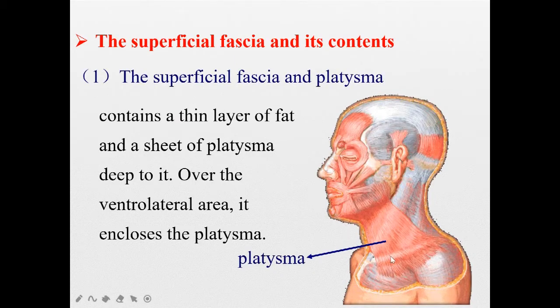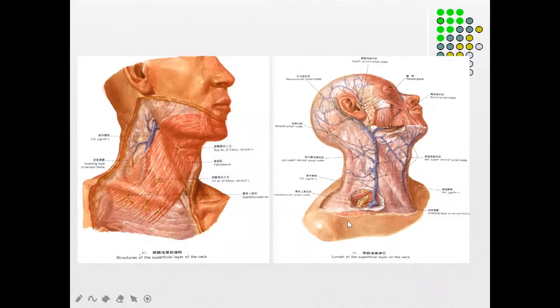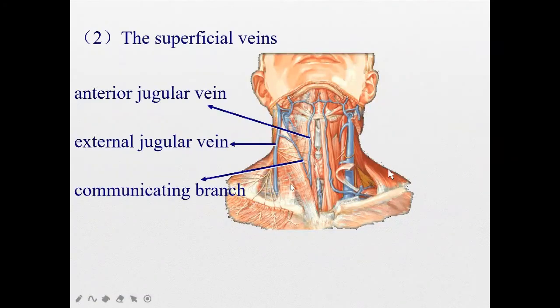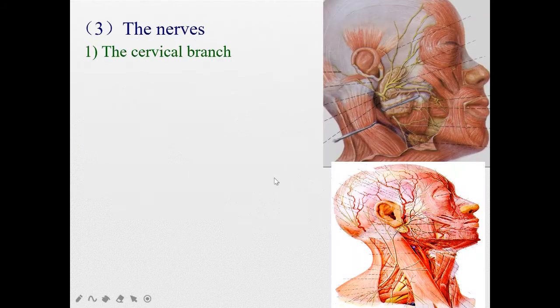This is the superficial fascia in the neck. After the skin, we directly see this muscle, the platysma. This is very thin. After this platysma, we can see the superficial veins and some cutaneous nerves. This is the nerve supply of the platysma, the cervical branch from the facial nerve. Here are the superficial veins of the neck: anterior jugular vein, external jugular vein, and some communicating branches. Between them, there's a jugular arch.